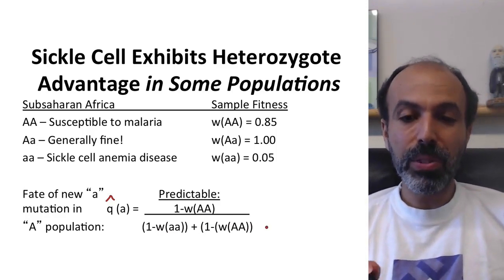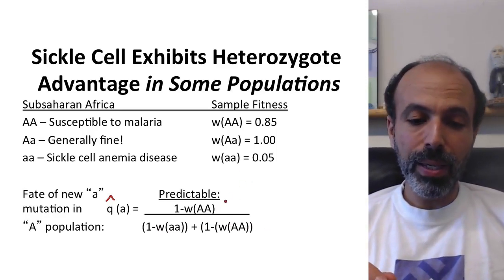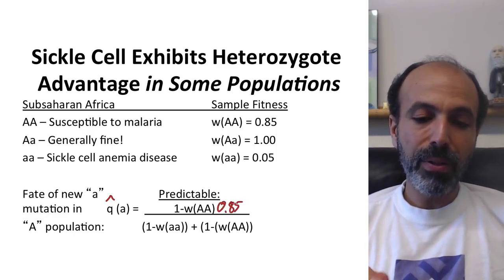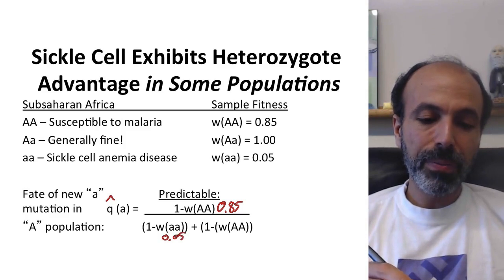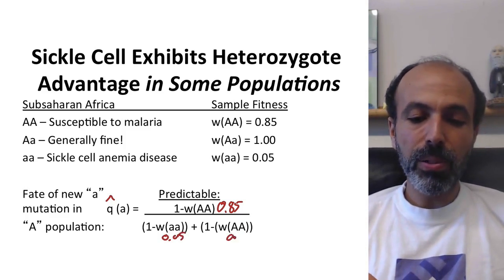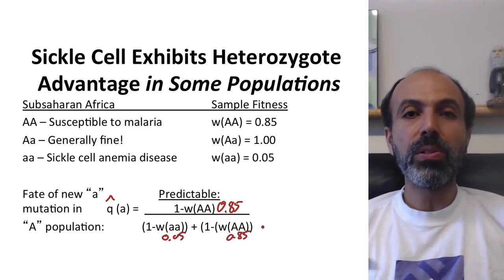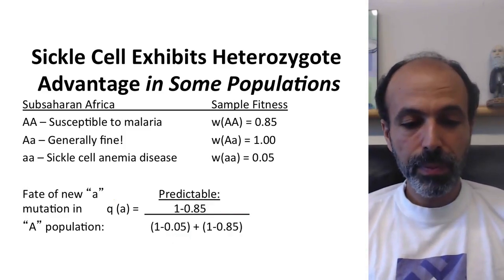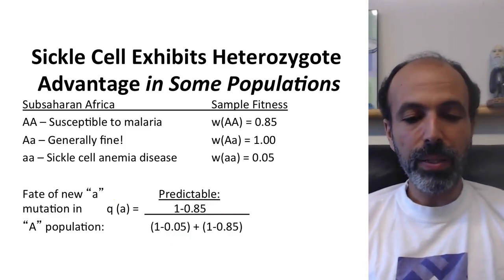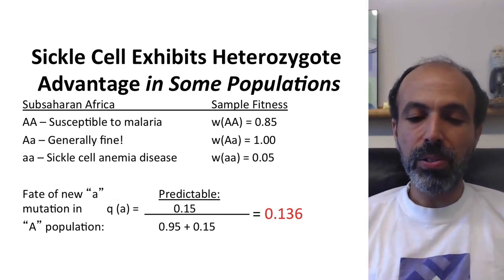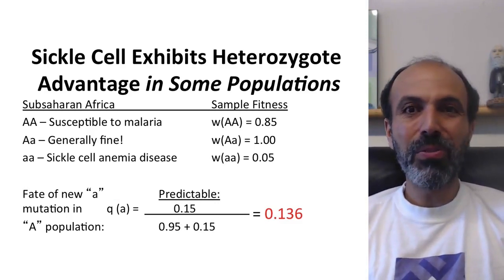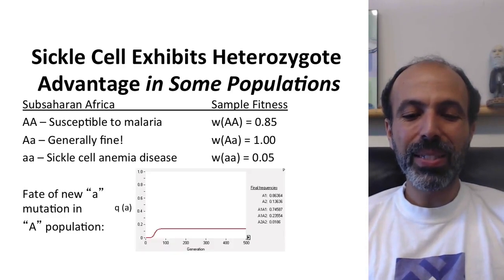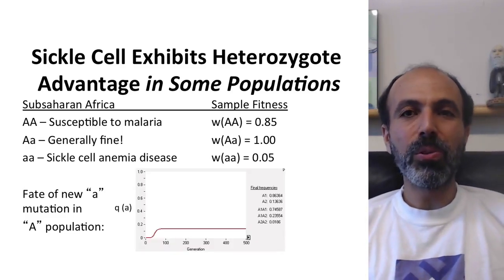Well, we have all these numbers here, right? The fitness of big A is 0.85. The fitness of little a is 0.05. The fitness of big A again is 0.85. So we can substitute these numbers into this very simple formula. So there we go. They're put in there. And this calculates out to 0.136. That number may look familiar to you because that was exactly where we saw this equilibrium drawing here.